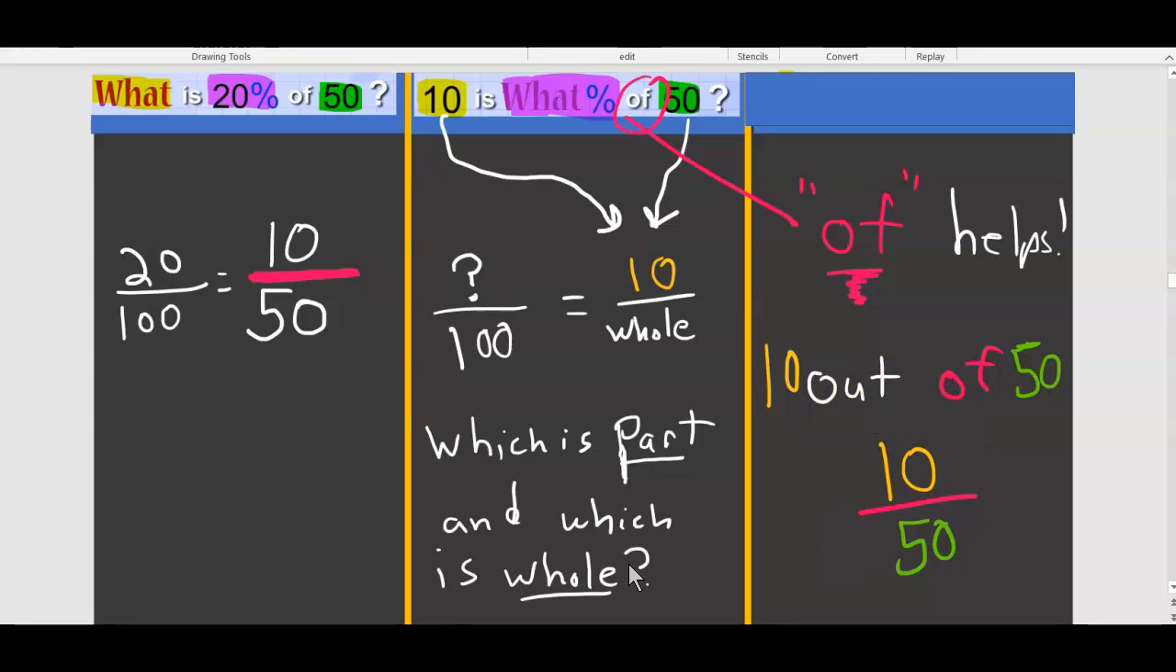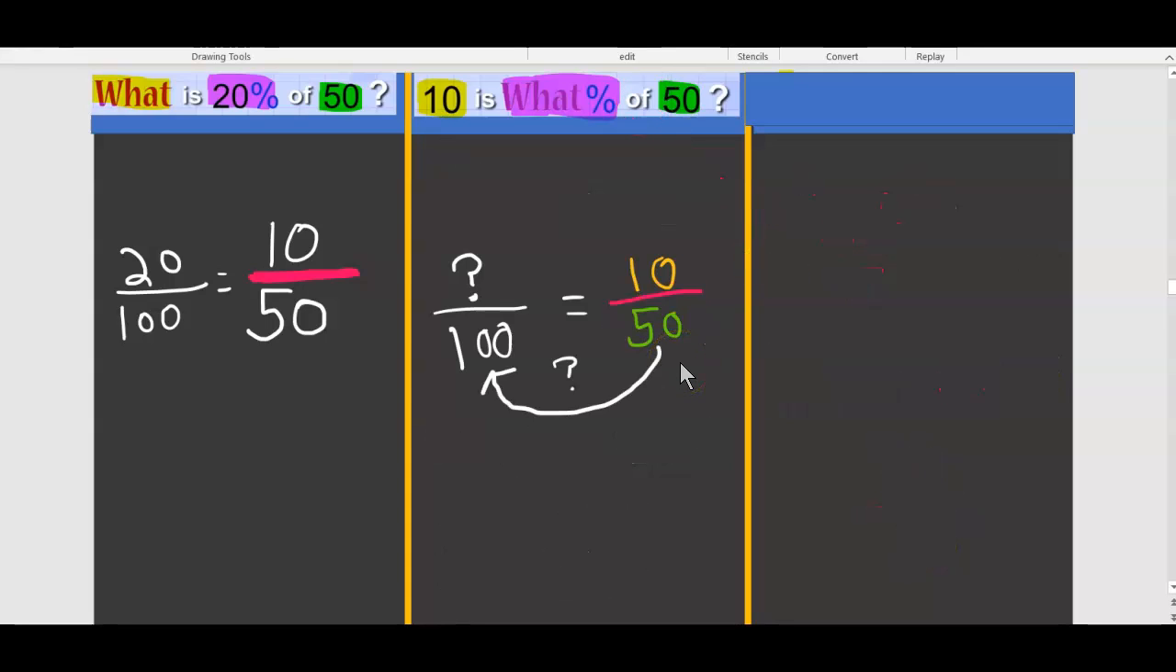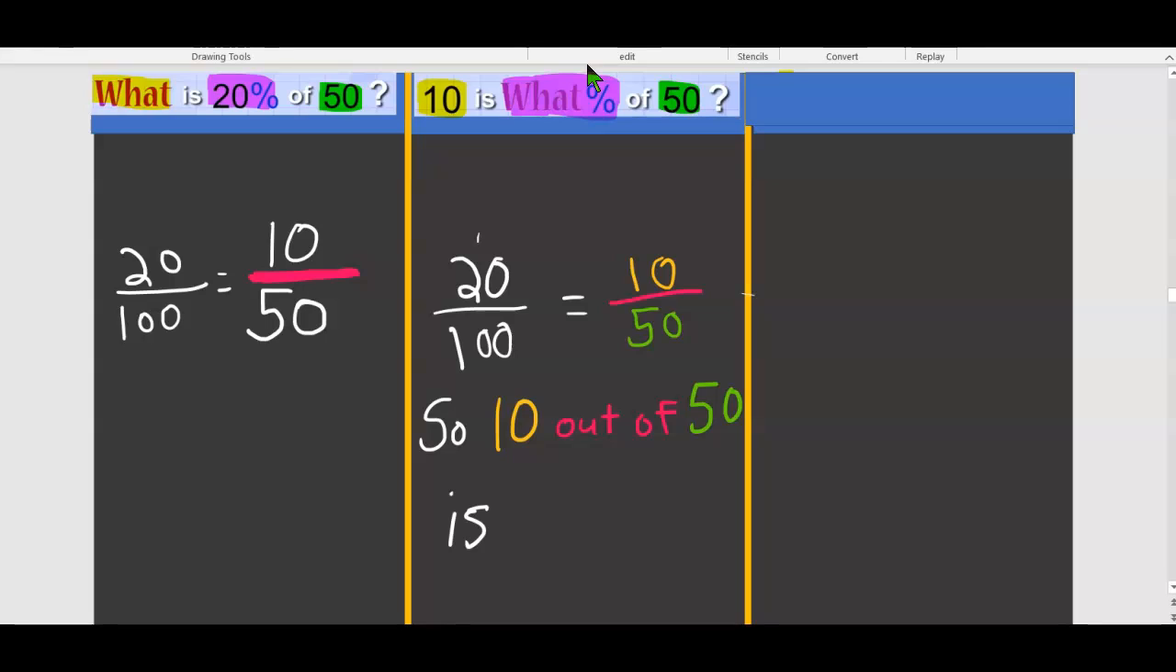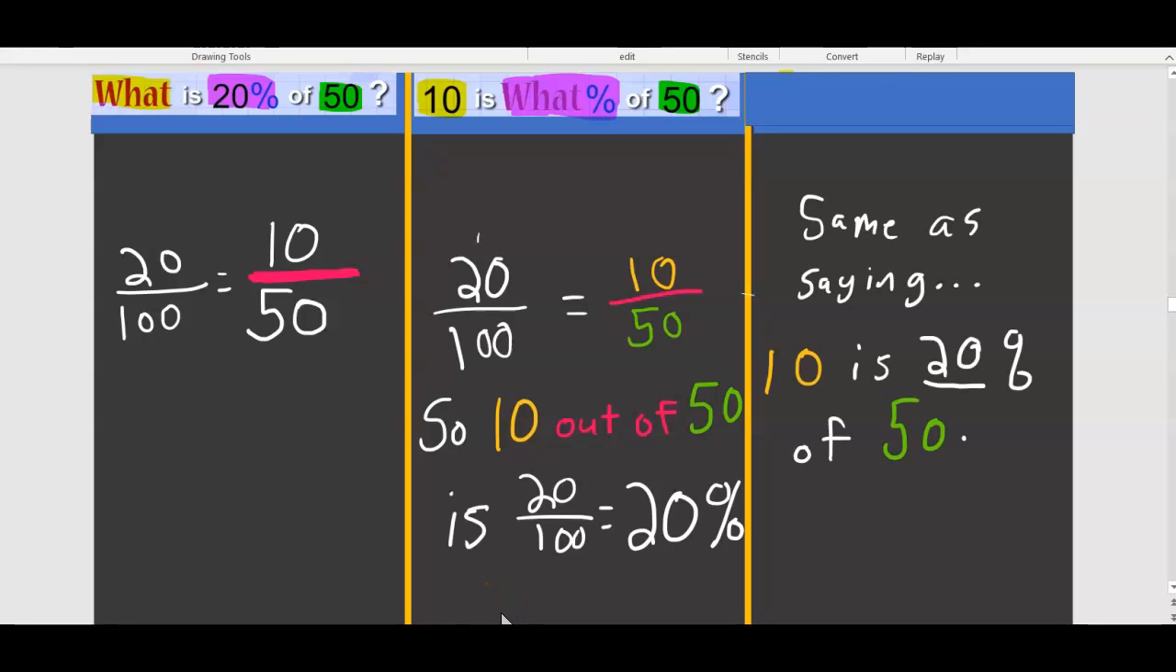10 out of 50. That's how you set it up. How would you solve it? Multiply by 2, and do the same on the top. So what I'm trying to tell you is that 10 is 20% of 50. Oh, that's kind of a mess. I kind of bled in a little. So 10 out of 50 is 20%. You can do it that way too. 10 is 20% of 50.